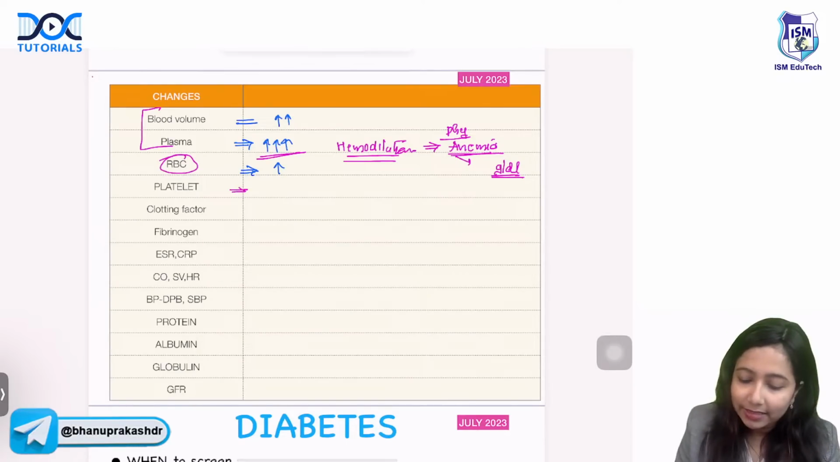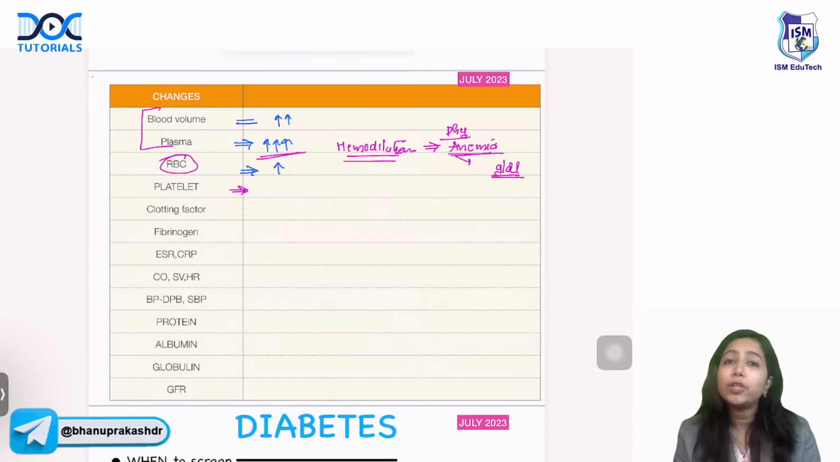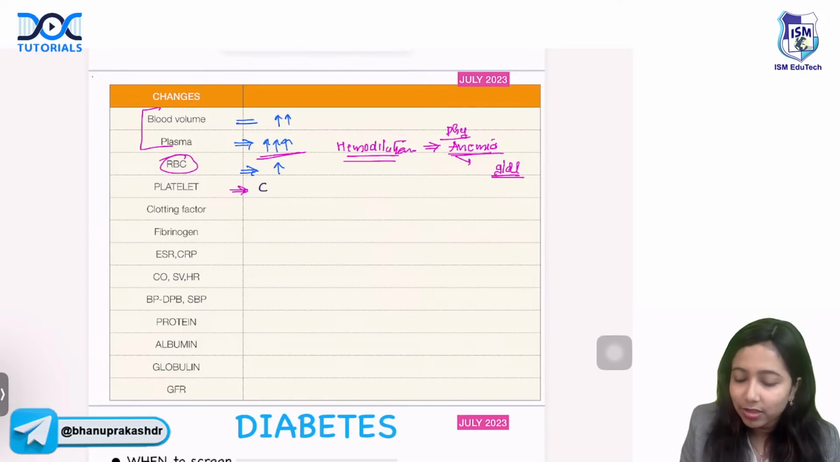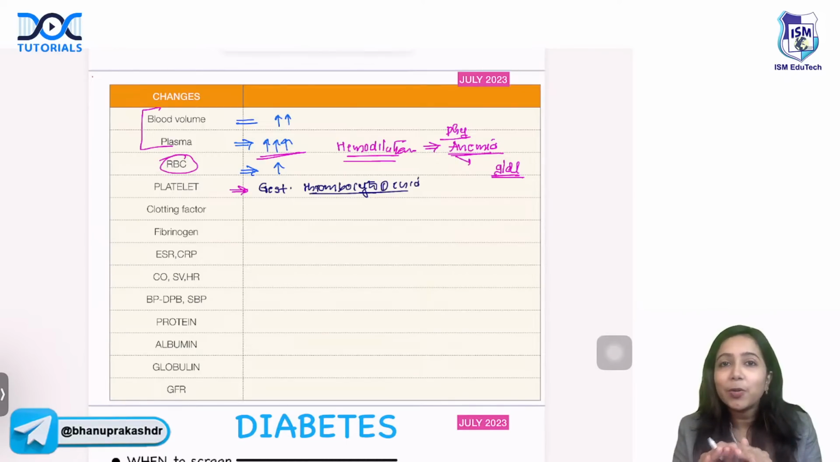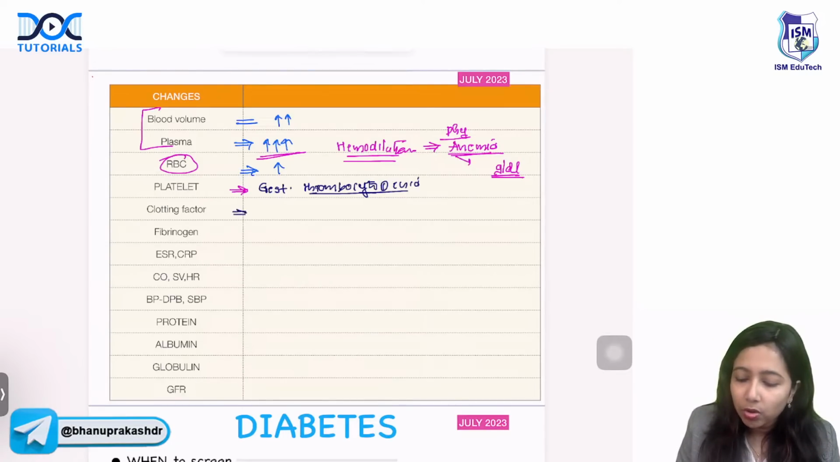Coming to the platelets. As there is dilution, the net effect is the patient is going to have thrombocytopenia. So the patient will have gestational thrombocytopenia. I told you, just start with the preconception that everything is going to increase. Blood volume increase, plasma volume increase, RBC increase. So just remember the exceptions. There is hemodilution, physiological anemia. The platelets also will be decreased. There is gestational thrombocytopenia.